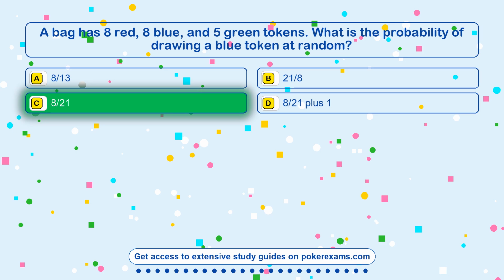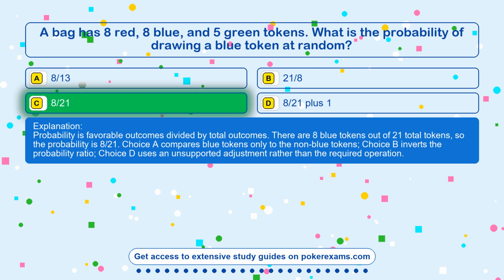The correct answer is option C. 8/21. Probability is favorable outcomes divided by total outcomes. There are 8 blue tokens out of 21 total tokens, so the probability is 8/21. Choice A compares blue tokens only to the non-blue tokens, choice B inverts the probability ratio, choice D uses an unsupported adjustment rather than the required operation.